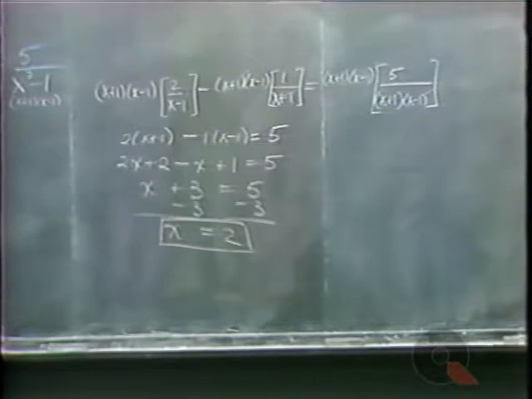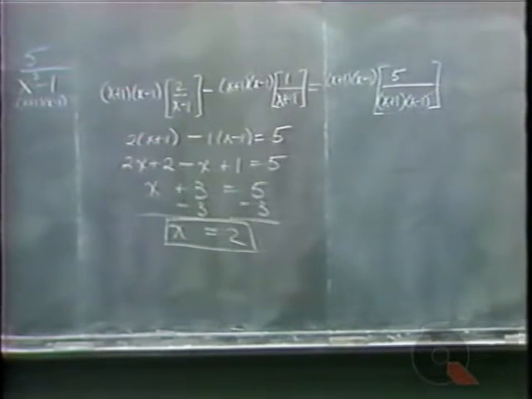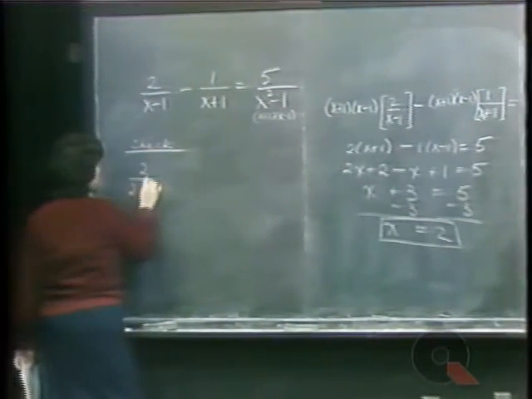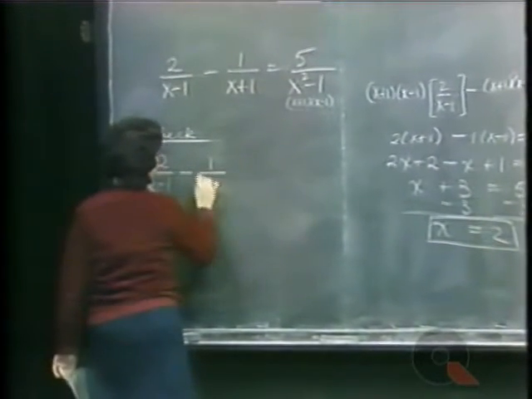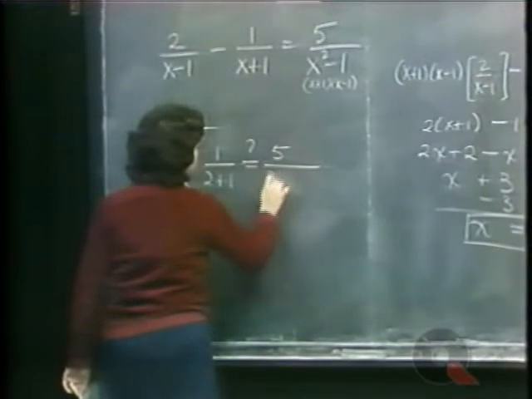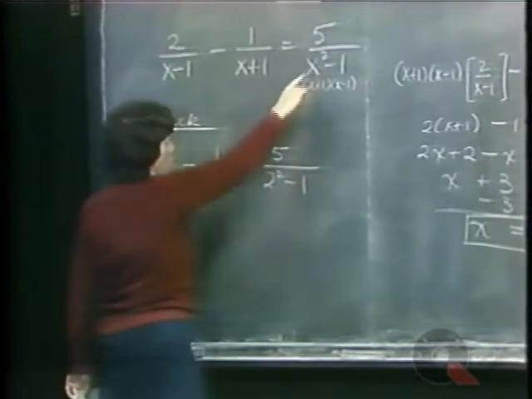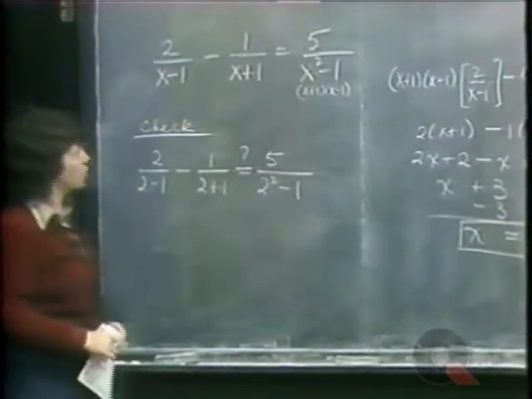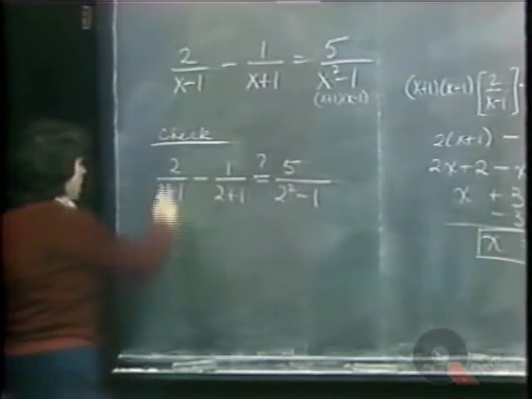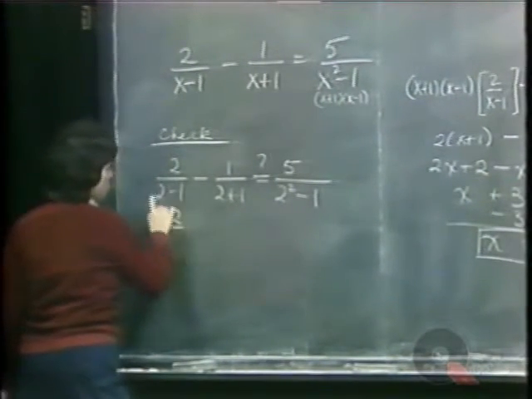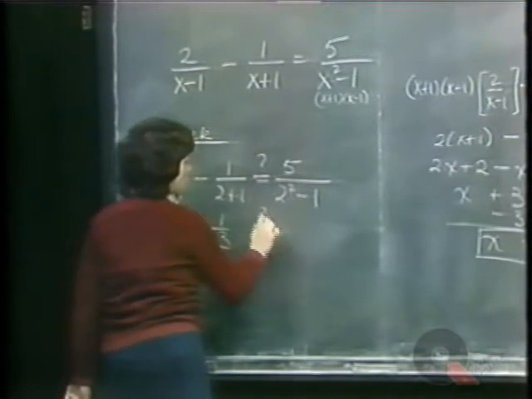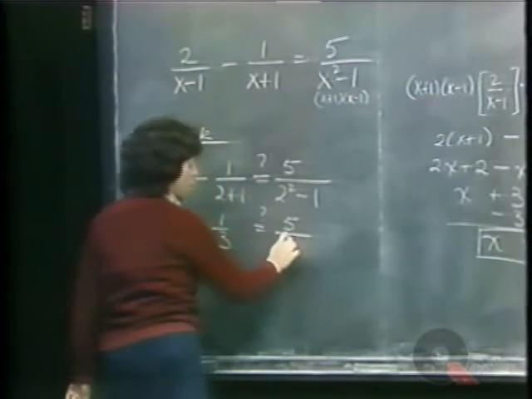To check it, I'll go back to the original equation. Every time I see an x, I will write 2. I'll get 2 over 2 minus 1 minus 1 over 2 plus 1 should be equal to 5 over 2 squared minus 1. I will go back to the way it was originally written, not the factored form, because after all, I could have made a mistake factoring. So go back to the original equation. Here we have 2 over 2 minus 1, which is 1, minus 1/3 should be equal to 5 over 4 minus 1, 5/3.